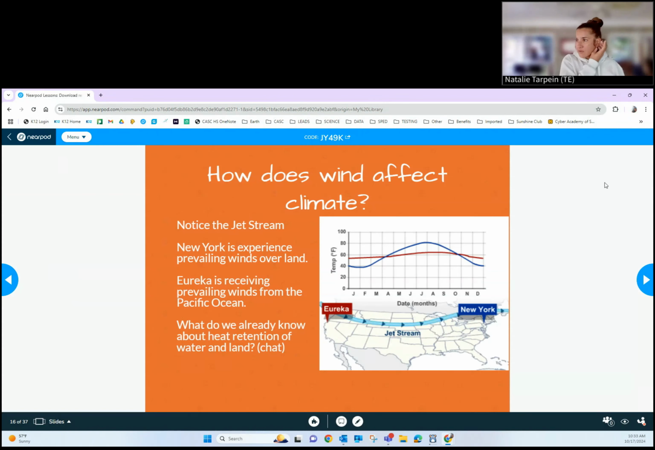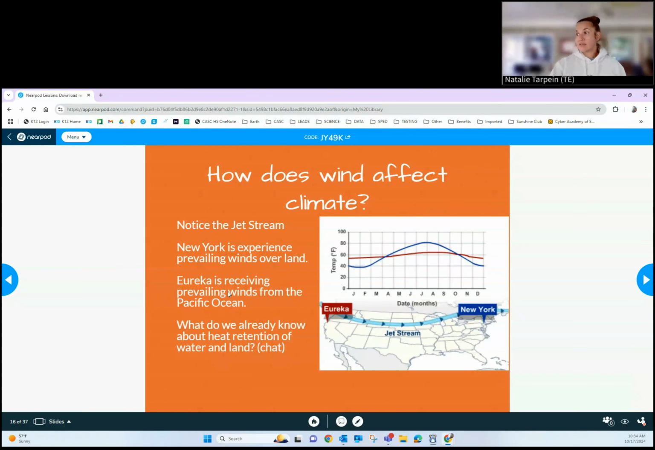And how does wind affect climate? That's one thing we haven't talked a lot about yet. We talked about that city effect, like Chicago being the example. But we do have some prevailing winds on the earth. I believe you've had that already in one of your Nearpods. So for example, we have the jet stream in this map that you have on the screen. And New York is experiencing prevailing winds over its land. That means just kind of a constant wind.